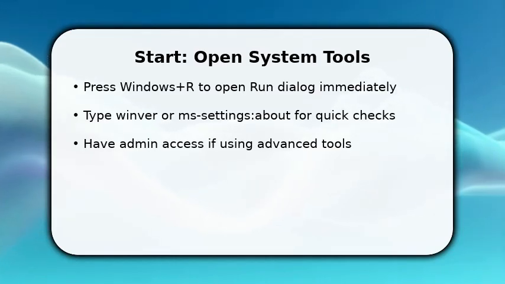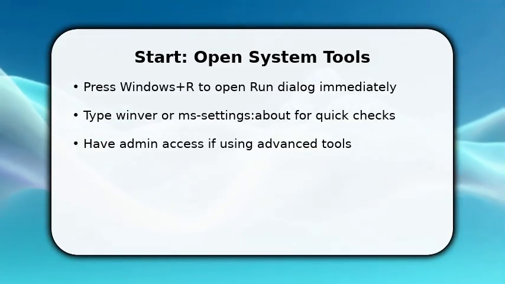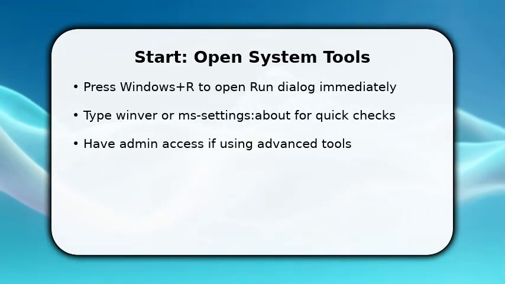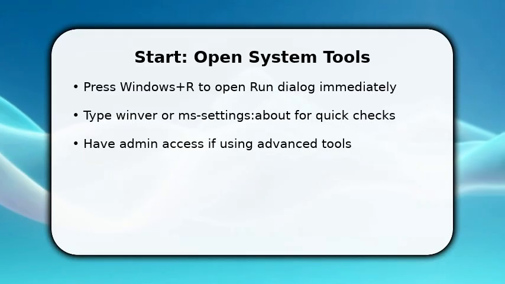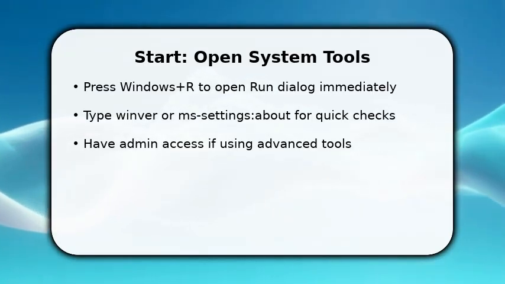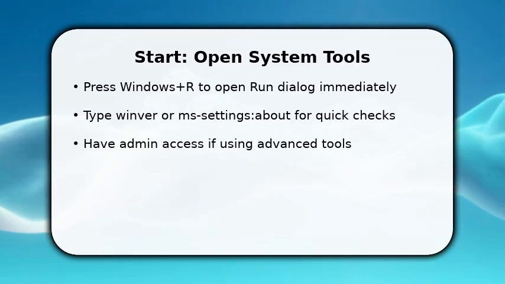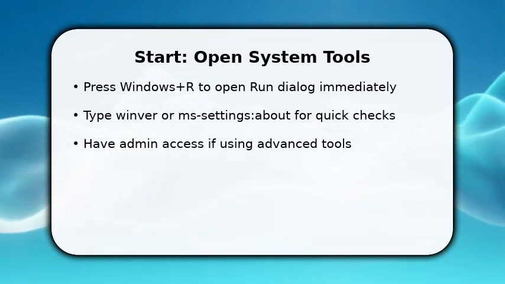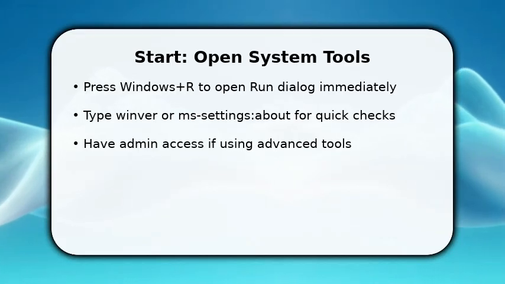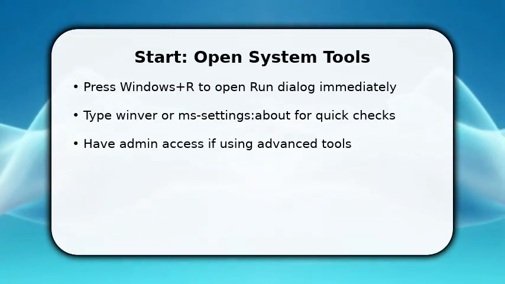You start by opening the built-in tools that report Windows version. Press Windows plus R now, type winver and press Enter to see build and edition quickly. Alternatively, type ms-settings:about to open Settings About for more details like OS build, device name, and system type. Once done, note the edition and OS build values. Make sure to write them down if you need to match updates or troubleshoot software compatibility later.